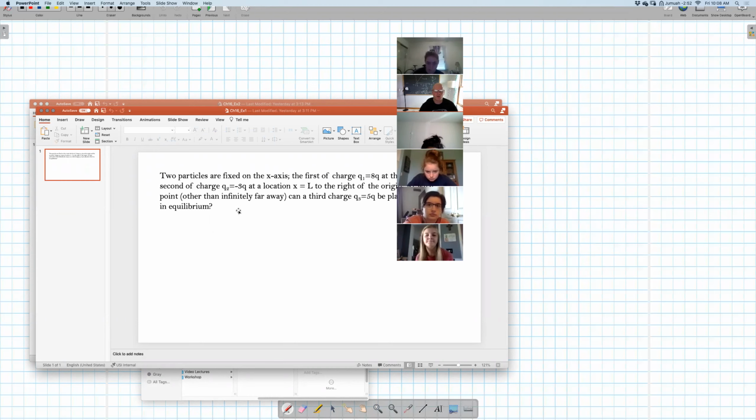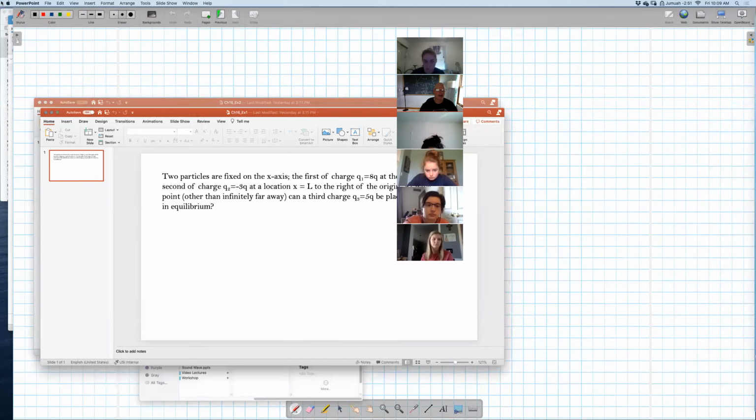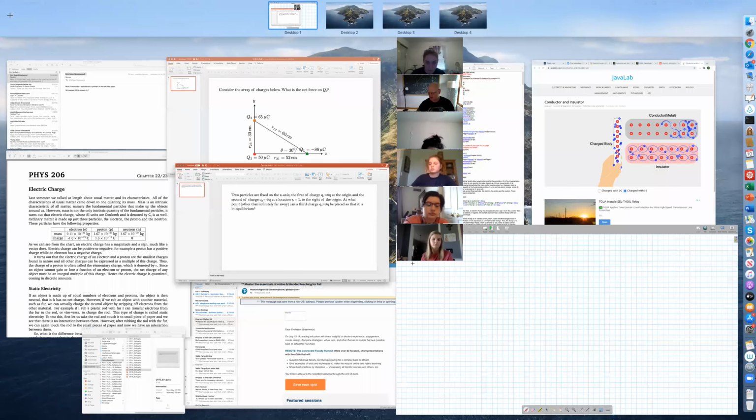So it wants to know at what point, other than infinity or infinitely far away, can a third charge, Q3, which has a charge of 5Q, be placed so that it's in equilibrium. So in this case, what we want is static equilibrium. So let's draw what's going on here.